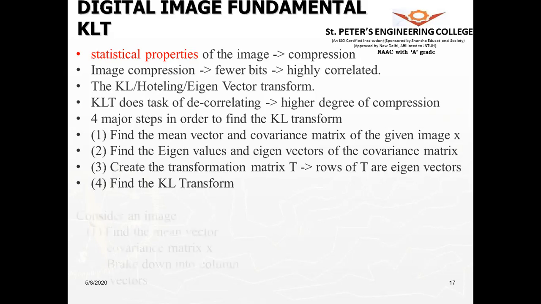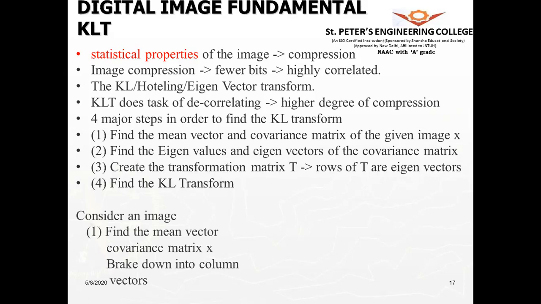Let us look at the steps in detail. First, let us consider this image given here in terms of x. So x00 represents the 0, 0 element, x01 will be the next element, and so on. It is of size m by n, so m number of rows and n number of columns. So how many columns will we have? We'll have n number of columns.